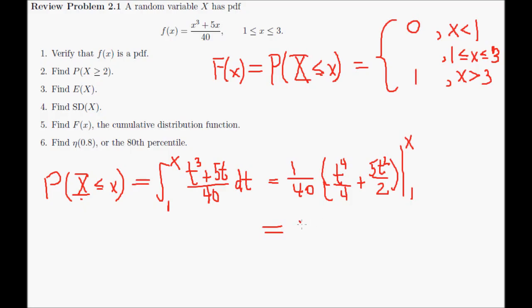Okay, so plugging in, we get x to the 4th over 4 times 40, which makes 160. And I'm going to put everything over 160. And the next part's going to be 10 fourths, or 5 halves, x squared over 160. Then what I get when I subtract 1. So when I subtract 1, I have minus 1 minus 5 times 2 for minus 10.